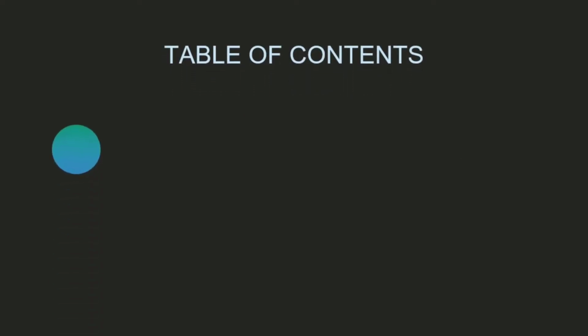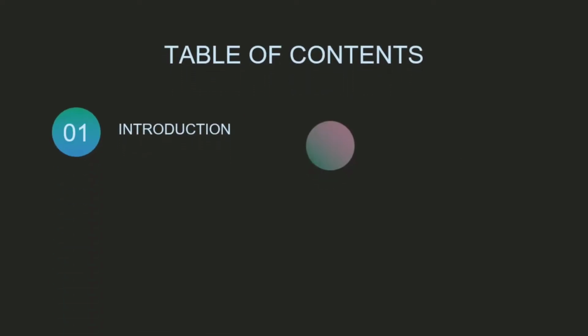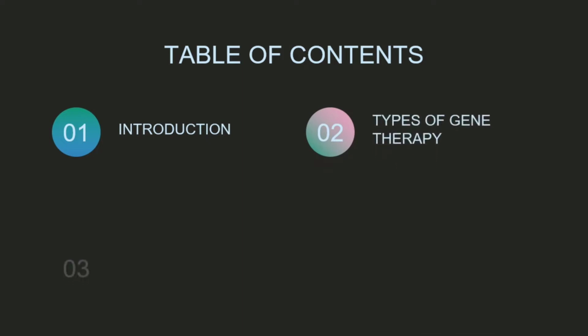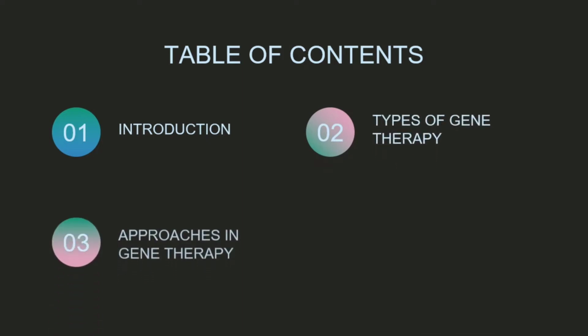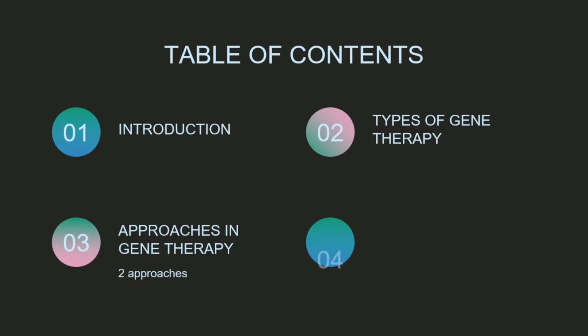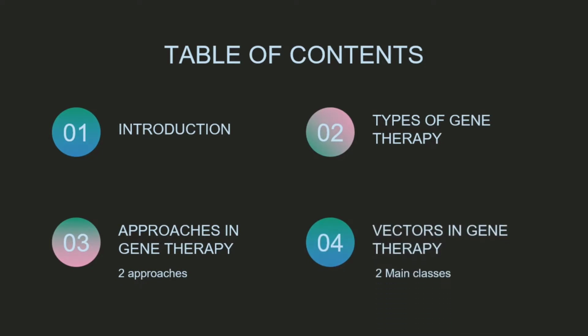Table of contents. First, introduction. Second, types of gene therapy. Third, approaches in gene therapy. Fourth, vectors in gene therapy.